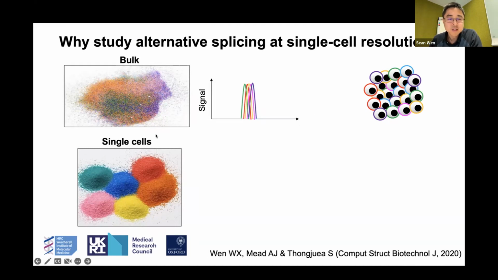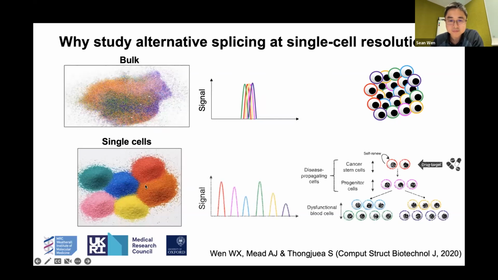But when you perform single cell RNA sequencing, such as the bottom panel below, you will see that the signals are actually disentangled and quite well delineated. So for example, over here, if you do single cell RNA sequencing, you will be able to understand which signal belongs to which cell type.